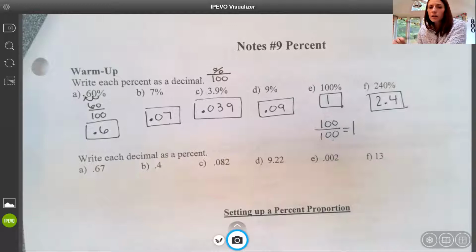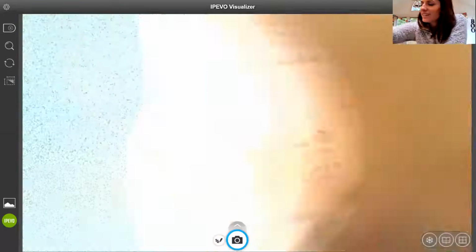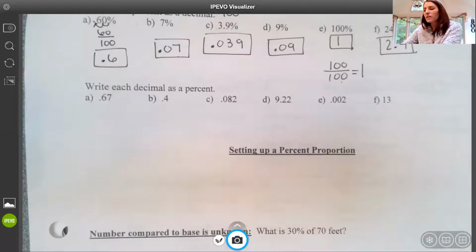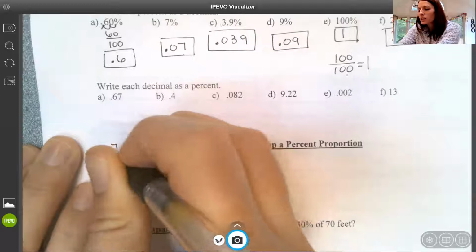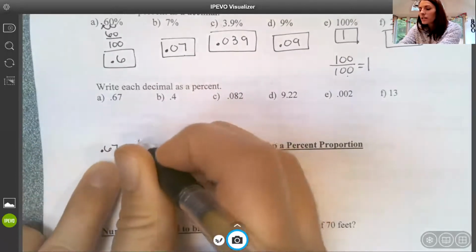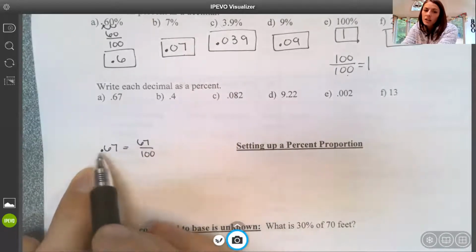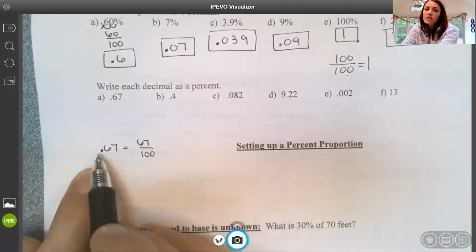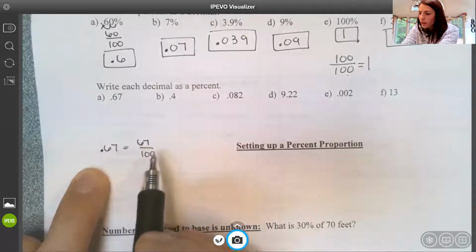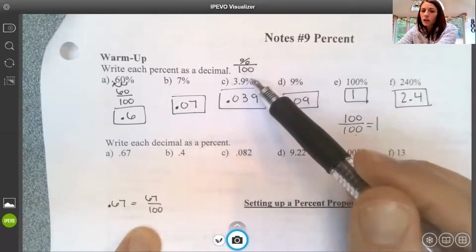And we can use that same concept to write a decimal as a percent. So for this, it's saying 0.67. If I were to write 0.67 as a fraction, well, that's 67 hundredths. The way I convert a decimal to a fraction is I look at the place that the last value is in. It's in the hundredths place. This is 67 hundredths. And going back to above, a percent is just a number out of 100.